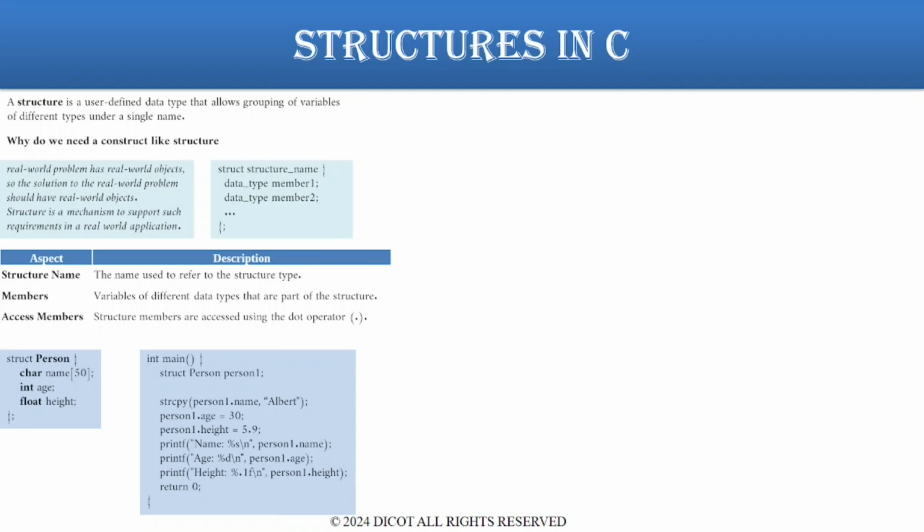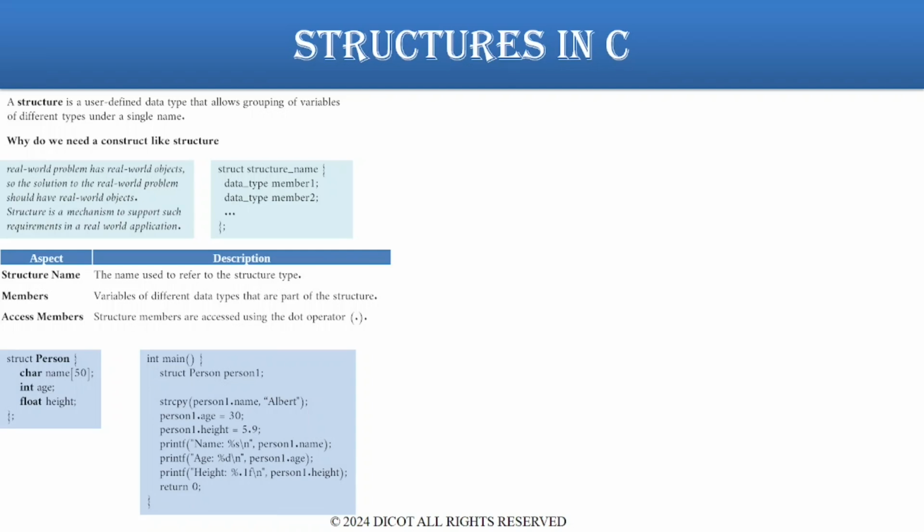Now, in a similar way, using the dot operator, we can access the members of a structure and display them. So here we are using the printf functions with proper format specifiers to print the members of the structure. So this is one simple example to illustrate how to create a user-defined data type and then create and use a variable of that user-defined data type.